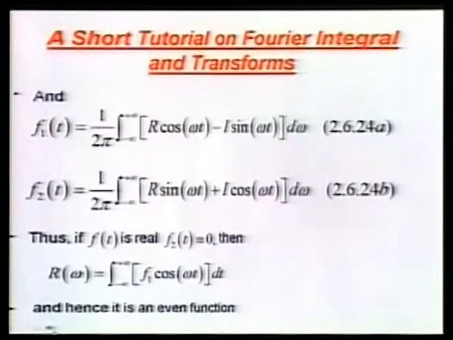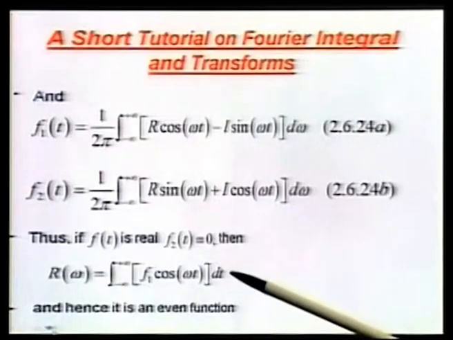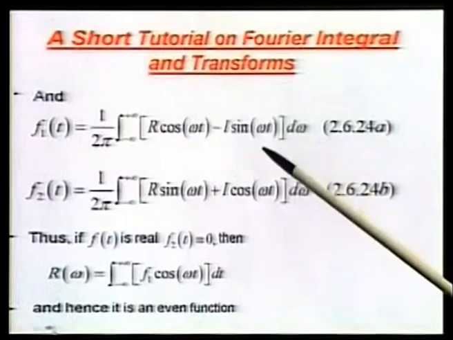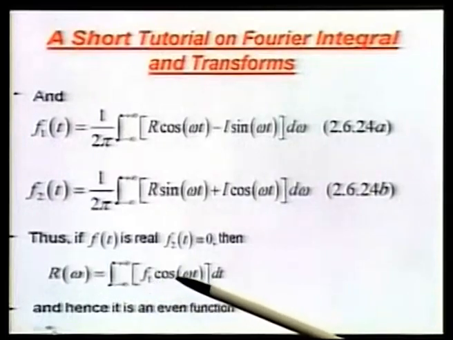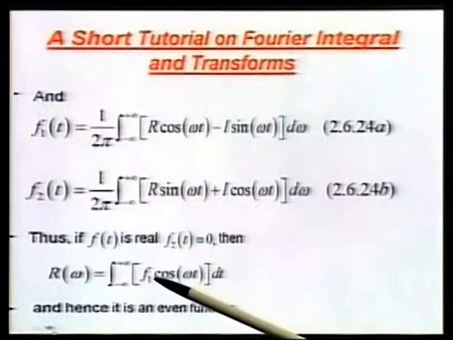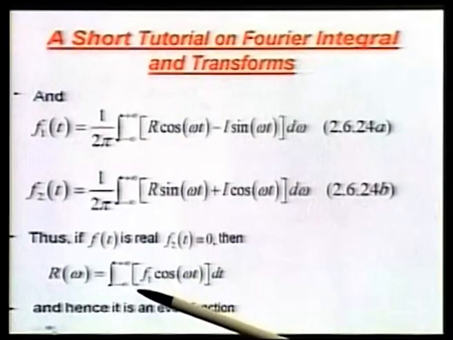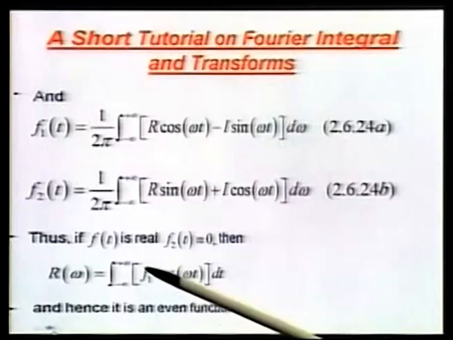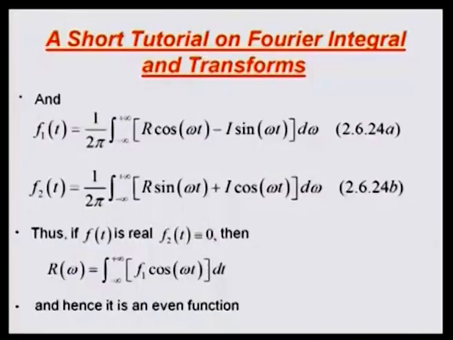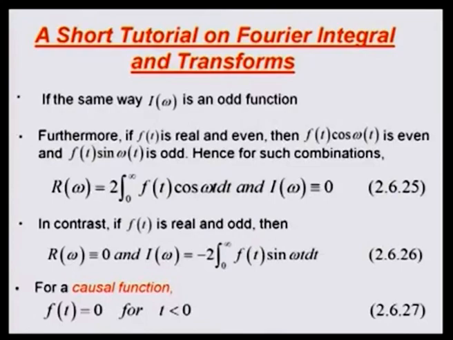Let us say f of t is real, then what we find from here is that R of omega is given by this. And it is going to be an even function if f1 itself is even, right. Then instead of doing the integral from minus infinity to plus infinity, we can do a half range integration and multiply by 2 if f1 also happens to be an even function. Same way, if f1 is even, then I of omega becomes an odd function. Okay.